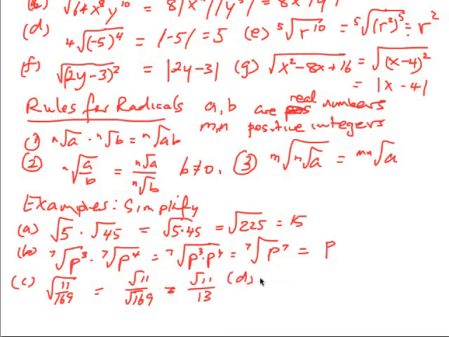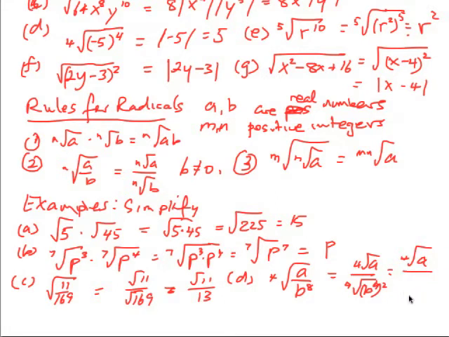Okay, let's do part D. Let's suppose we have the 4th root of a over b to the 8. So this will be the 4th root of a over the 4th root of b to the 4 squared, which of course is the 4th root of a over, let's have a look here, b squared, which is positive, so it's going to be b squared. Okay.